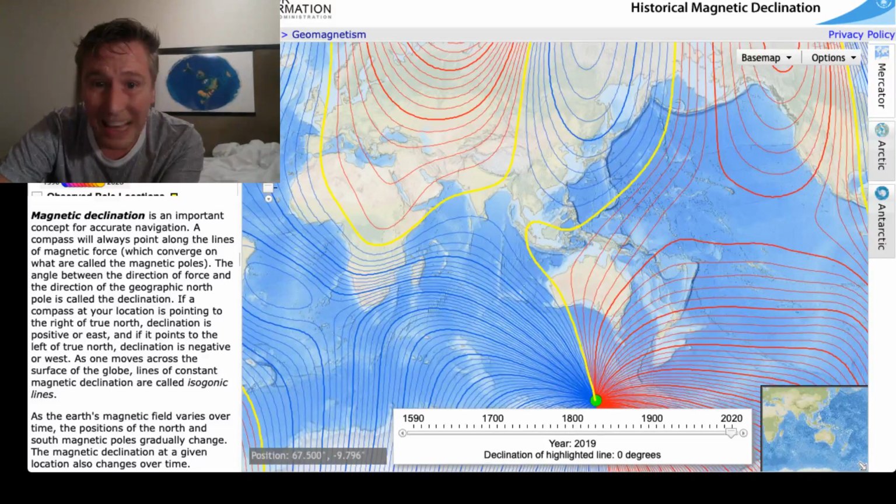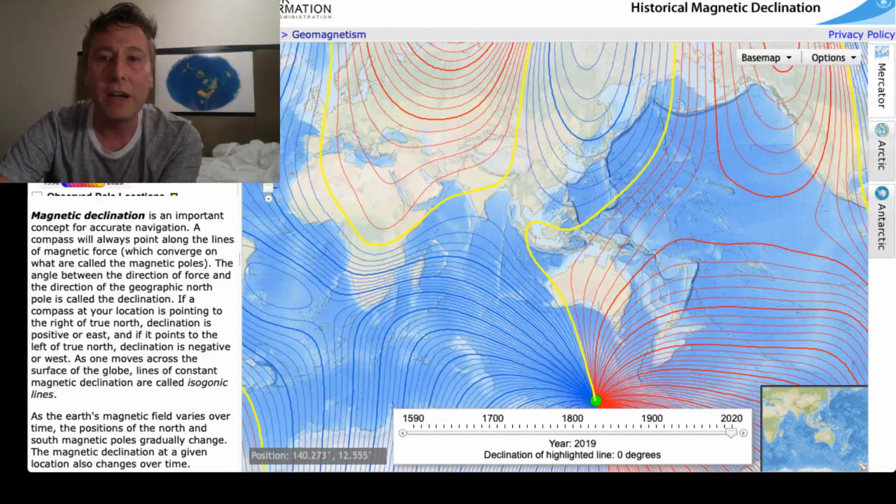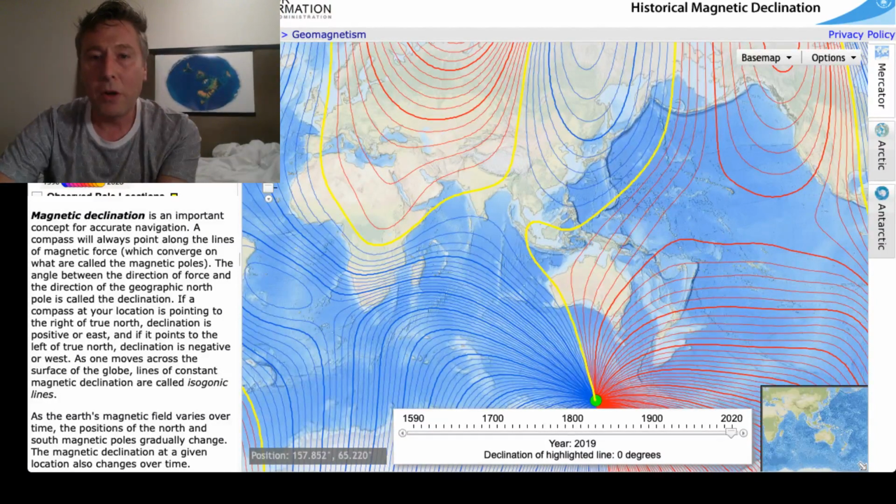Interesting, huh? Zero declination along that line. That's interesting. So from Perth, just north of Perth, zero declination. That's very, very interesting. Now, very good. Now, I'm going to go back. Just bear with me.